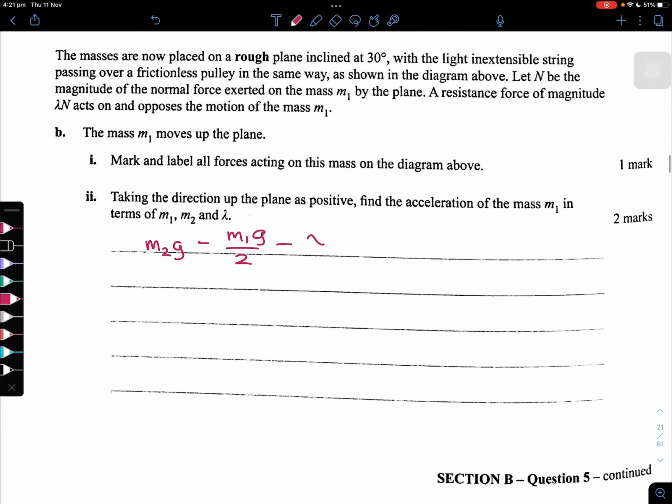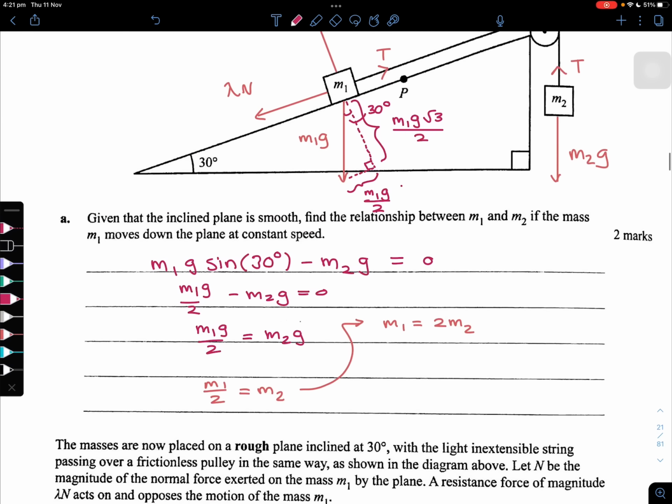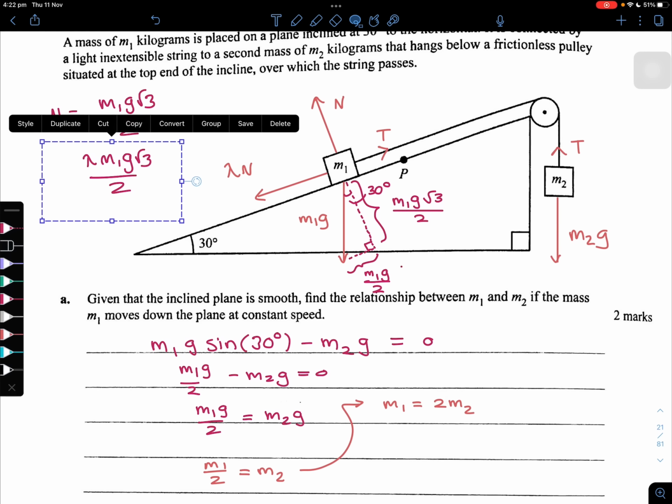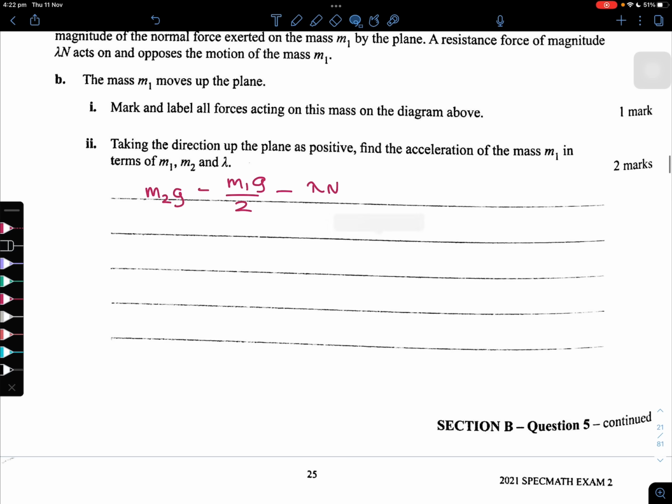And we also have lambda N working in the opposite direction as well. Now the thing with lambda N is this. We know that N and this vertical component need to cancel out, right? Because the mass isn't going through the plane. So we need to have N equal to m1 g root 3 on 2. That leaves us with the friction force being lambda m1 g root 3 on 2. Okay, so that's what our friction force is.